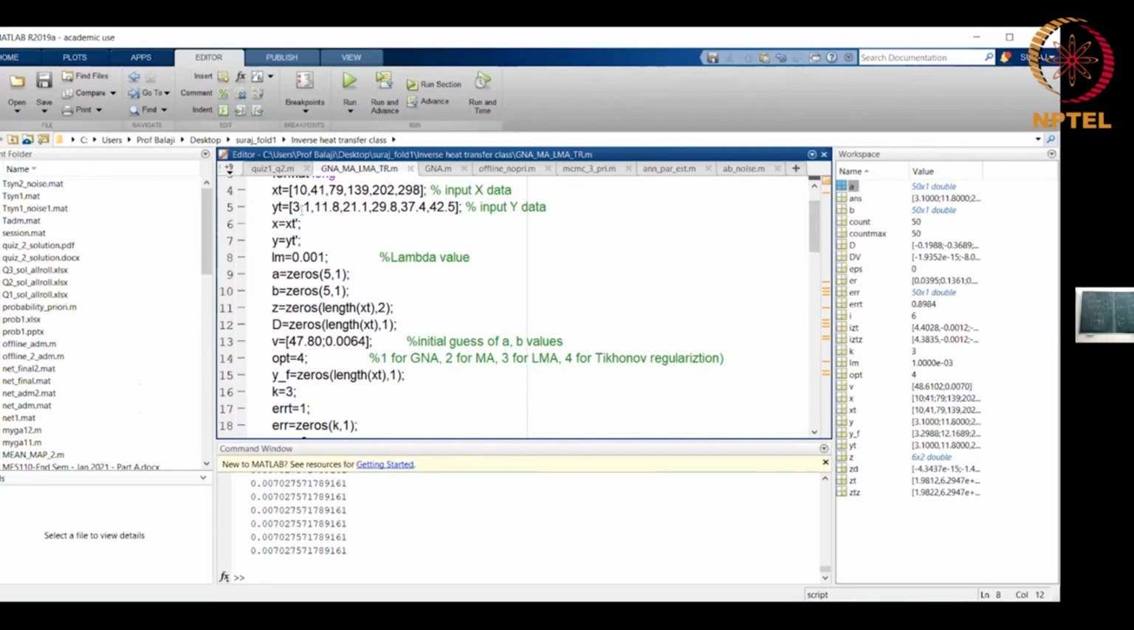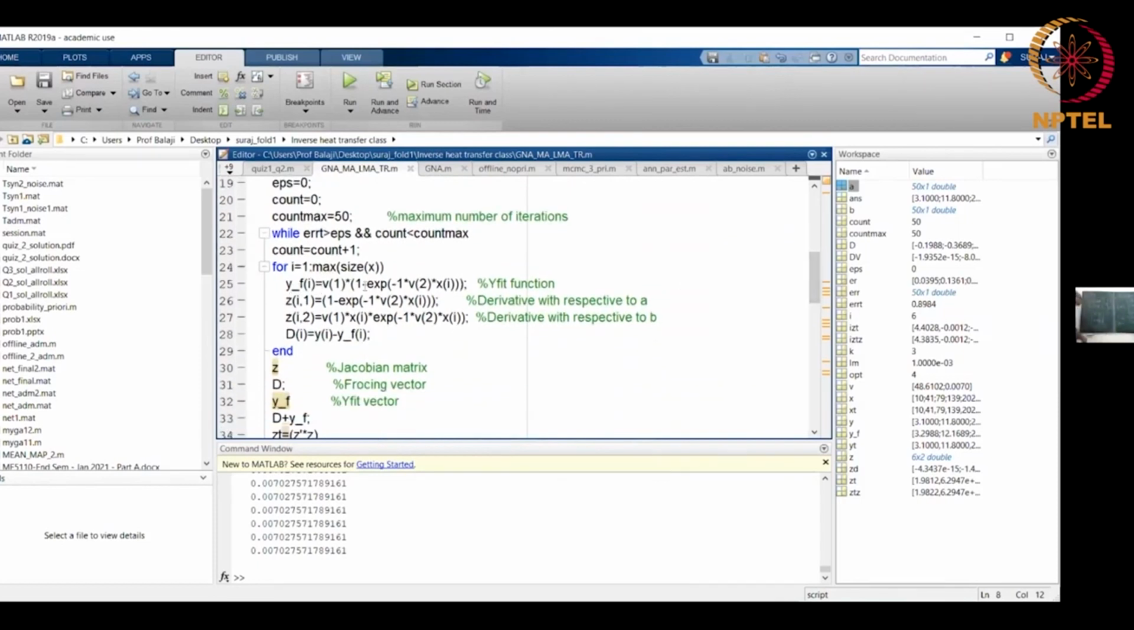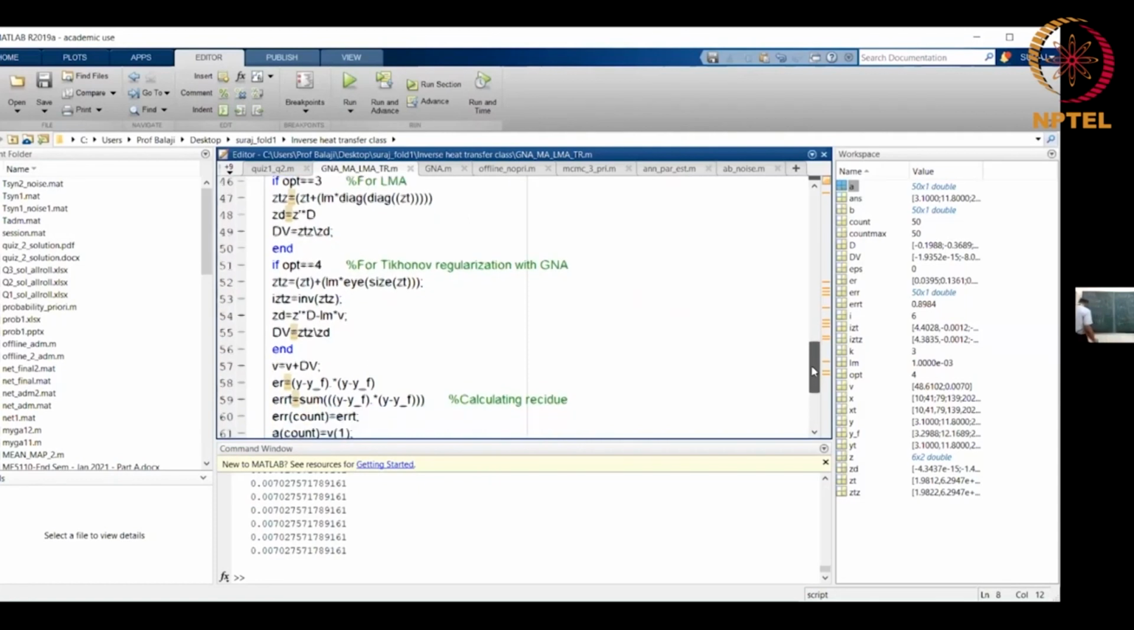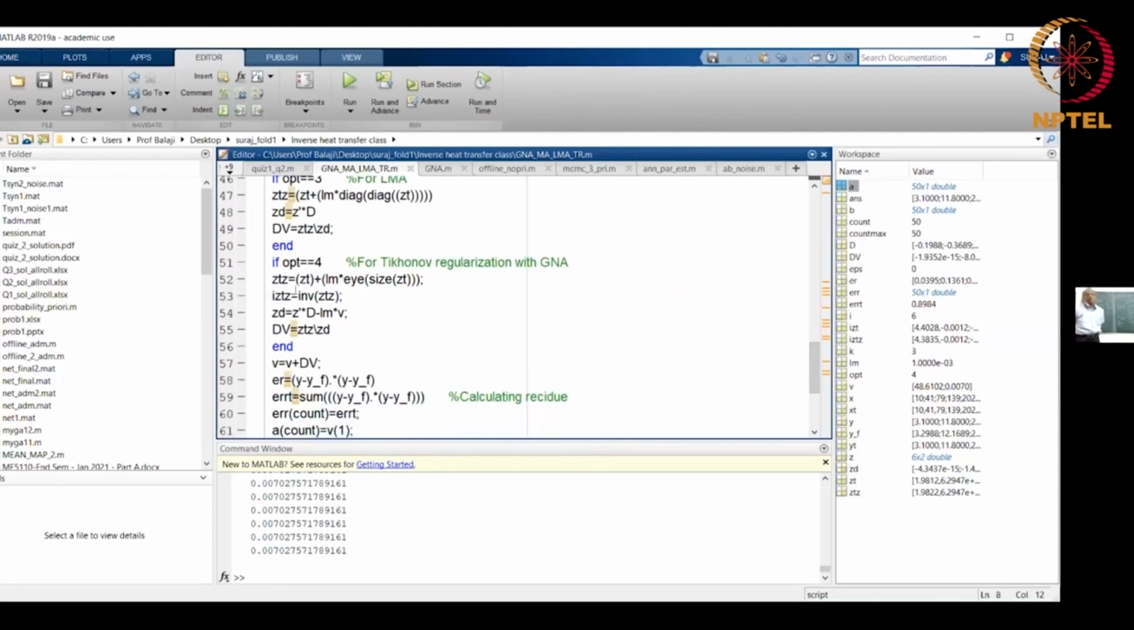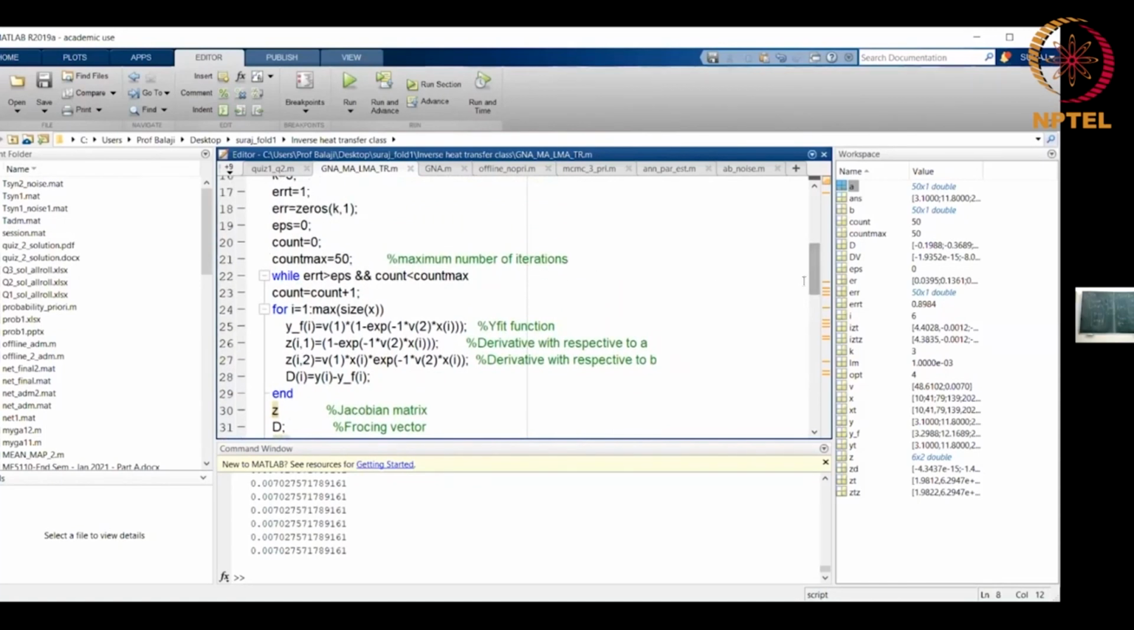Here x is time, and y is temperature, and here I have taken lambda as 0.001, and things are the same. This one you already know, the y fit function, and this is the derivative of the fit function. P is the forcing factor, and for Tikhonov regularization, I have written the algorithm. This is Z transpose Z, and I is an identity matrix, and this one is the inverse, and finally dv is delta A and delta B, and total iterations I have taken 50. Now I run. Now he's running the script. Bottom you can see the script is running and it gave the answer.